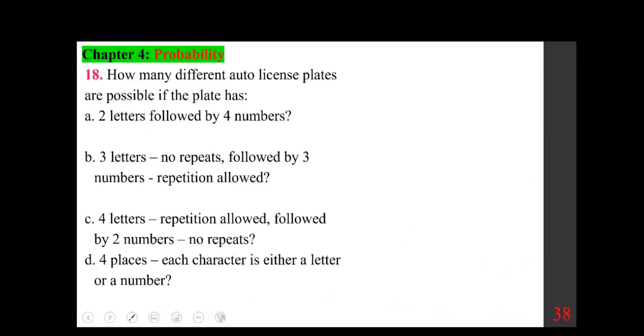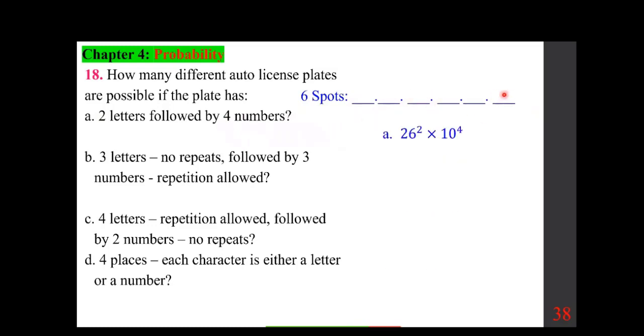How many different auto license plates are possible if we want 2 letters followed by 4 numbers? The very first thing is that there are 6 spots. I want you to see that there are 6 spots: 2 letters followed by 4 numbers. So for example, here you would put what? Letters, so 26. For the second one, I don't see any restriction, so again I put 26. And then numbers, how many numbers? From 0 to 9, there are 10 digits. So I can put 10 here, no restrictions, and I keep on going.